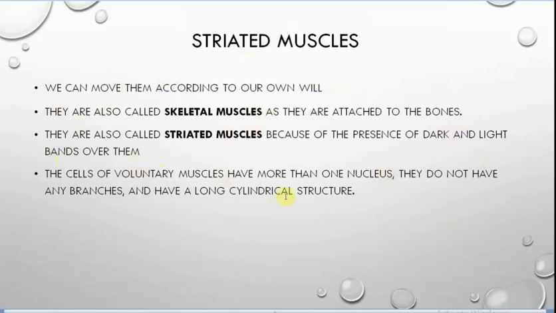Discussing these branches, when you see the smooth muscle, you will find that they are in branched form, that is, they are connected to one another. In this striated muscle, they are not at all connected to one another. That's why it is written that they do not have any branches. And if you see its structure, they are long and cylindrical in shape.